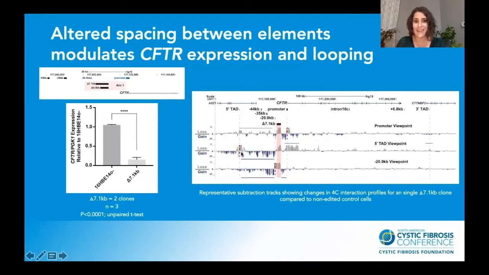However, we also gain interactions between these upstream cis enhancers and the 5' TAD boundary upon the 7.1 kb deletion. Also, when we look at the minus 20.9 kb site as a viewpoint, we do see losses of interaction with both the promoter and, gains in interactions with the promoter and with the upstream elements.